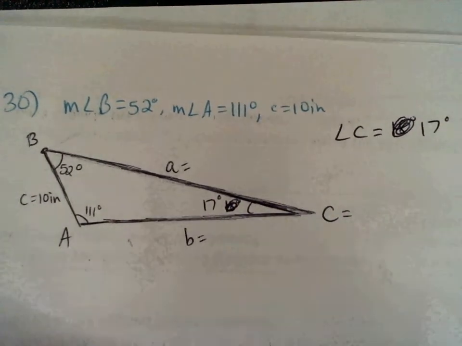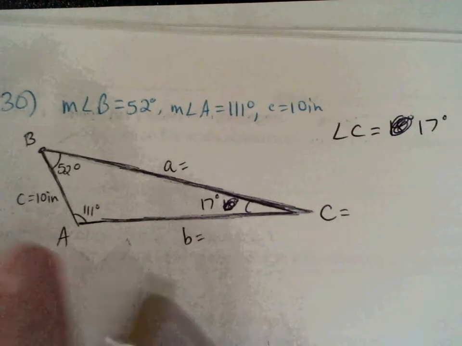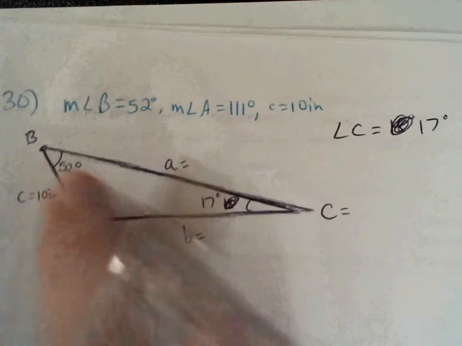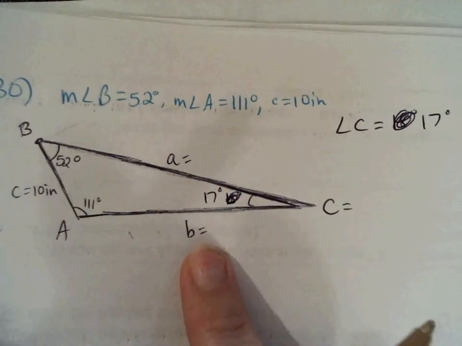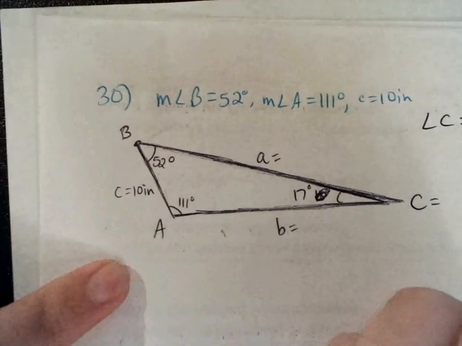Okay. So I've got an angle and a side pair, and then I've got an angle and I need a side. I'm going to do law of sines, and it looks like I'm going to do it twice. So I'm going to solve for side A.